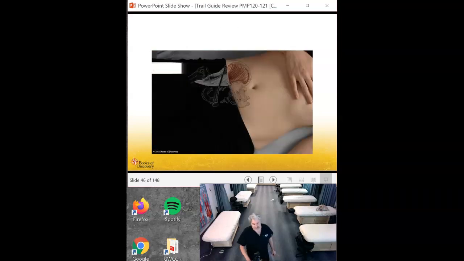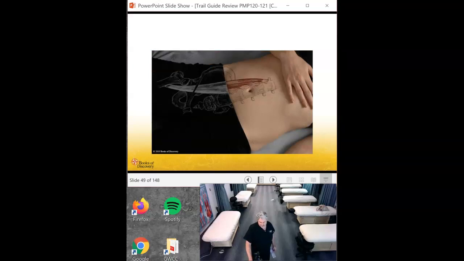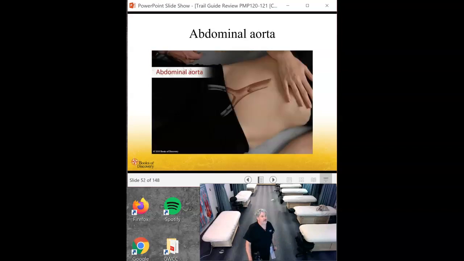So just to review, what muscle is this? Psoas major. No, what muscle am I showing on the screen now? The iliacus. Yes, iliacus, perfect. And what muscle is this? Psoas major. Yes, thank you, sir. Good, good, good. Okay, Miss Osuna.